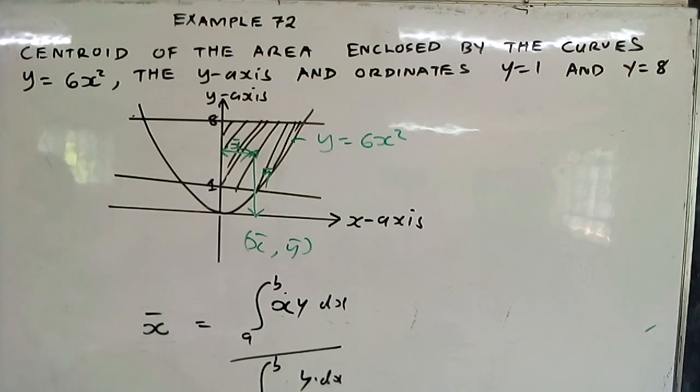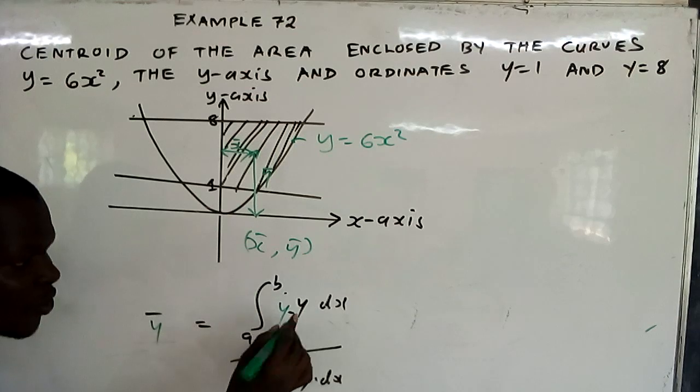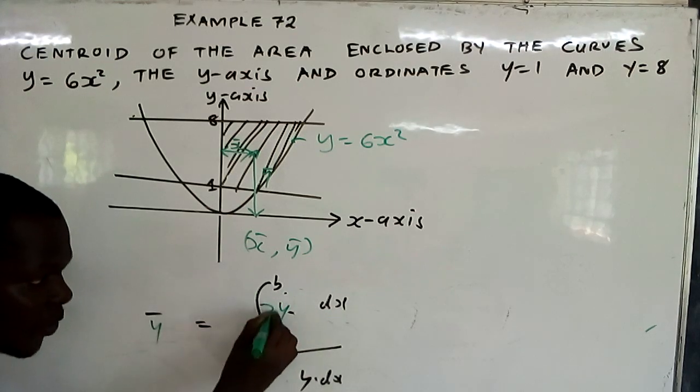See, when it is with y, what it simply means is that where there is x, you put y, where there is y, you put x. See, that is what it means. It means here we have x, we put y. Are you seeing what I'm saying? What I'm doing? It means here we have y, we put x.